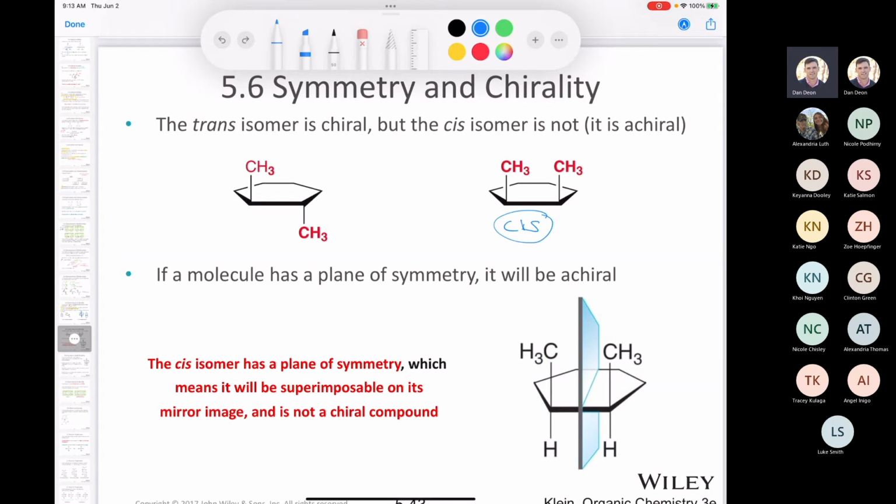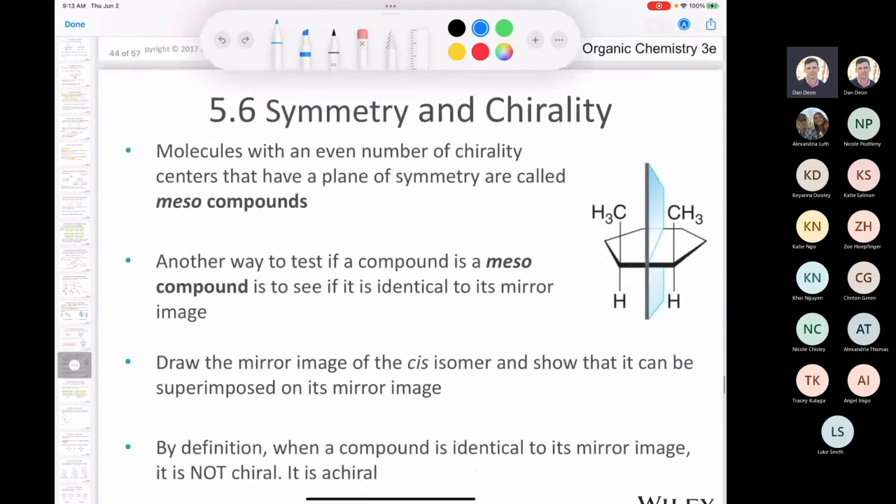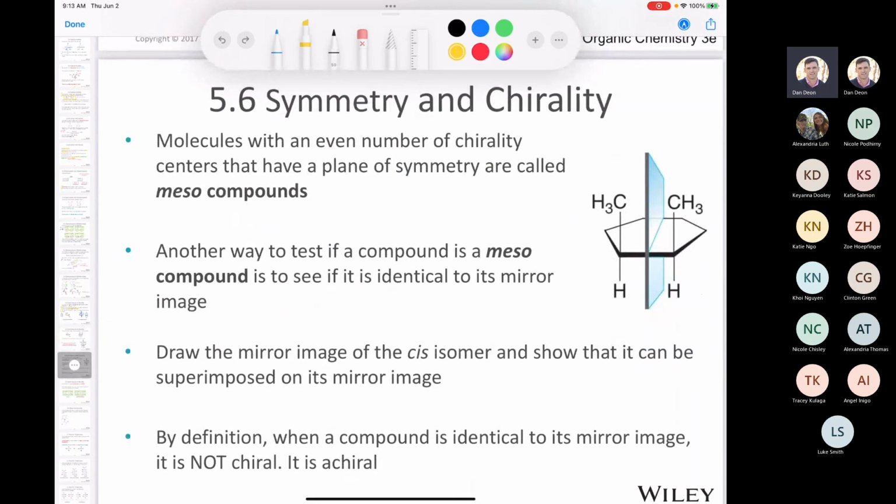And we have a name for this kind of compound. We call it a meso compound. Not spelled the same as miso soup, but it's a meso compound. So a meso compound is a compound that has two or more chirality centers, but it's got a plane of symmetry running through the molecule. So the two chiral centers cancel each other out, so to speak.